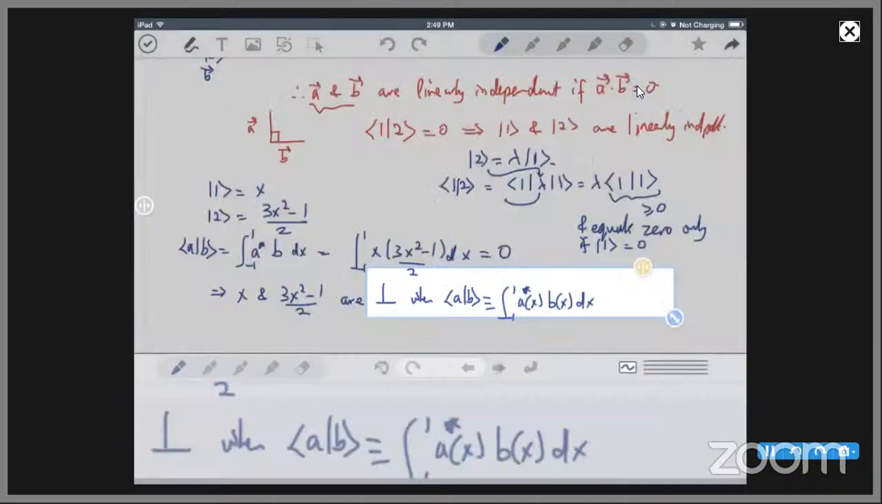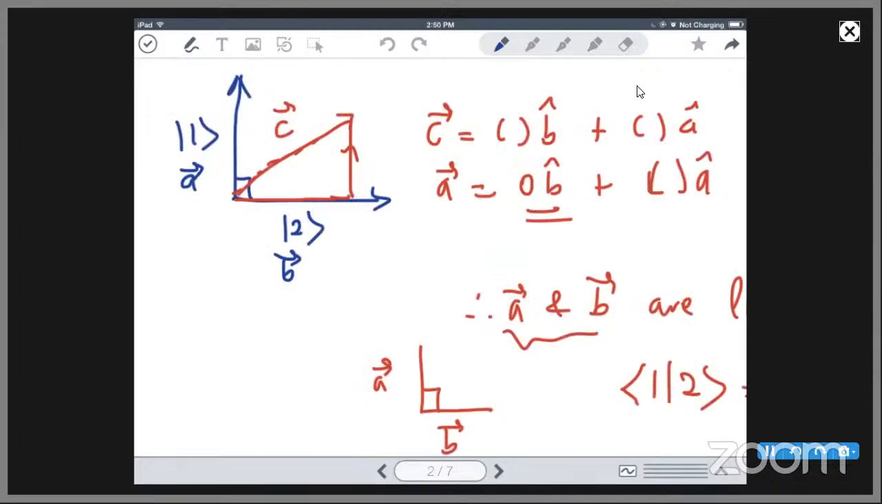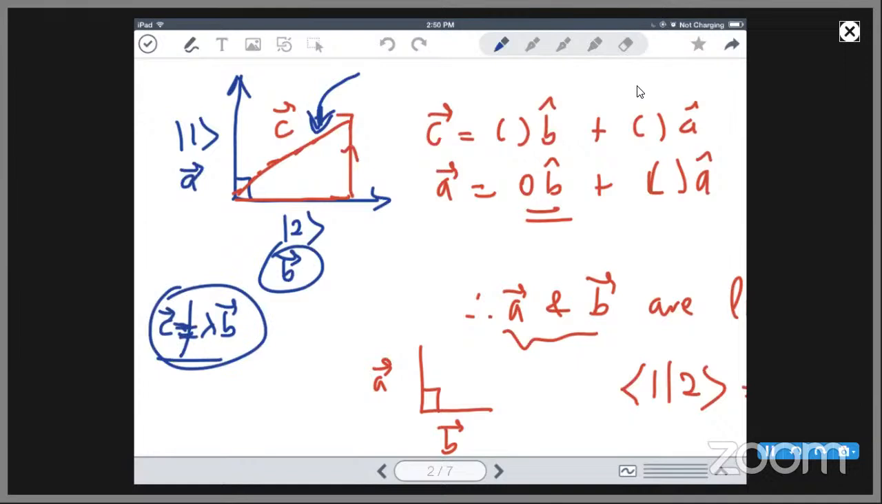Okay. What about the converse? If they're linearly independent, is the dot product 0? Okay. So the fact is the converse is not true. Okay. A simple example is you look at this C vector. Okay. And B, they are linearly independent. I cannot write C in terms of B alone. I cannot. So C and B are linearly independent. So if I want to write C, I need something from B, but I also need something from A. So I can't write C using only something from B. So C and B are linearly independent. Okay. But you can see clearly that their dot product is not 0.